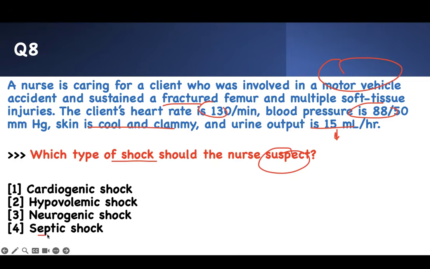There's no evidence of sepsis. You don't see infection there. There's no evidence of neurological shock. Why? What do you expect in neurogenic shock?